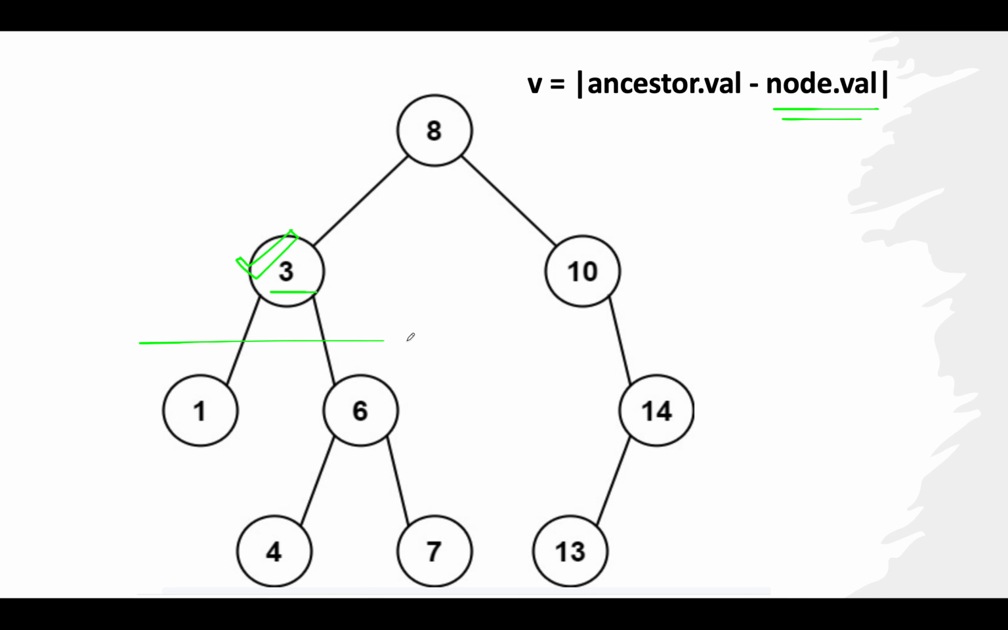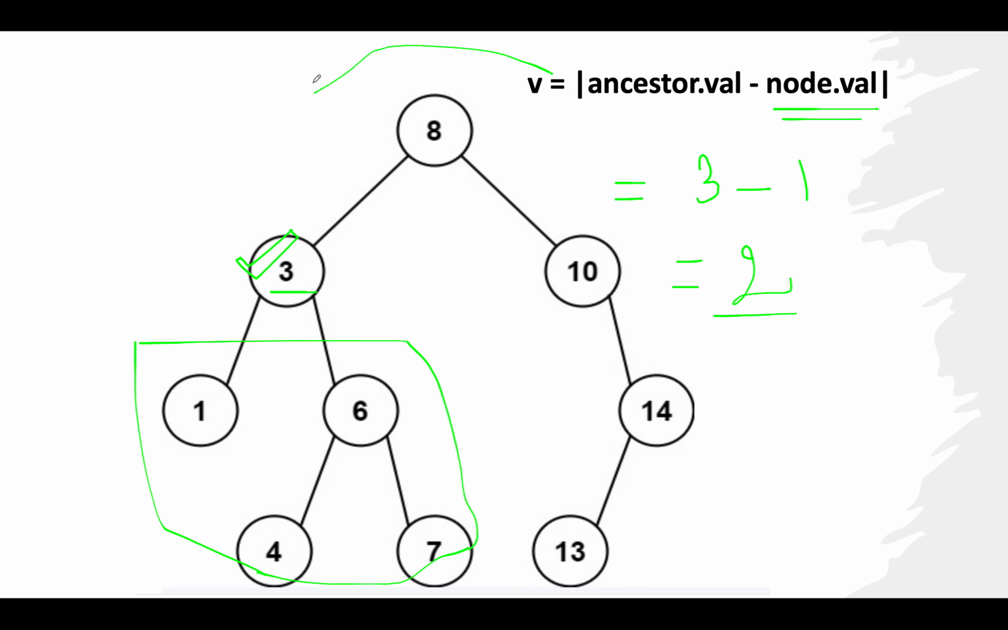So what we are going to do, we'll iterate through the entire left subtree and the right subtree, and we'll try to identify the minimum value that exists between these two trees. And what is the minimum value here? The minimum value here is 1. So one possibility of difference turns out to be equal to 3 minus 1, and that would be equal to 2. So one possibility of difference value is 2. And if I want to write this in the mathematical formula, how can I do this? Ancestor.val minus minimum value that exists below the node.